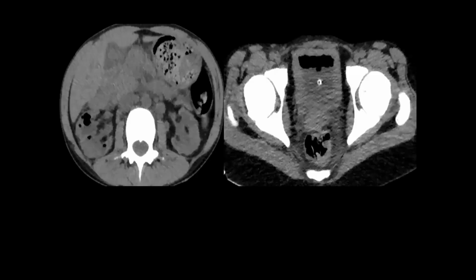So this is another case where you can see there is a Foley catheter in the urinary bladder with gas in the urinary bladder. Here's the pelvis, left femoral head, right femoral head, and this is the wall of the urinary bladder. It's quite thick. This patient had neurogenic bladder with a Foley catheter and gas in the urinary bladder.